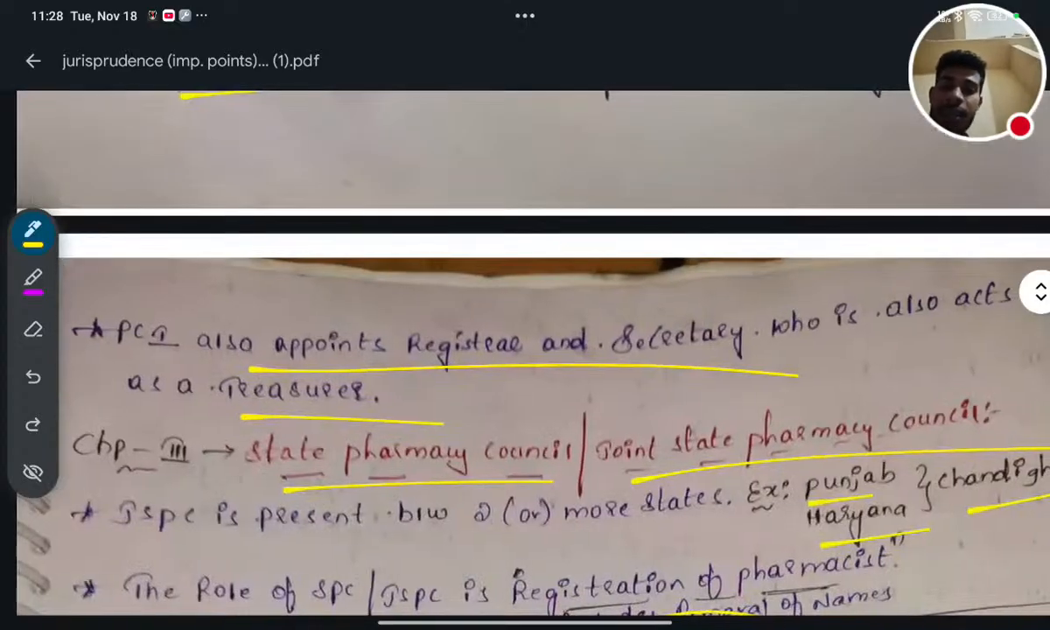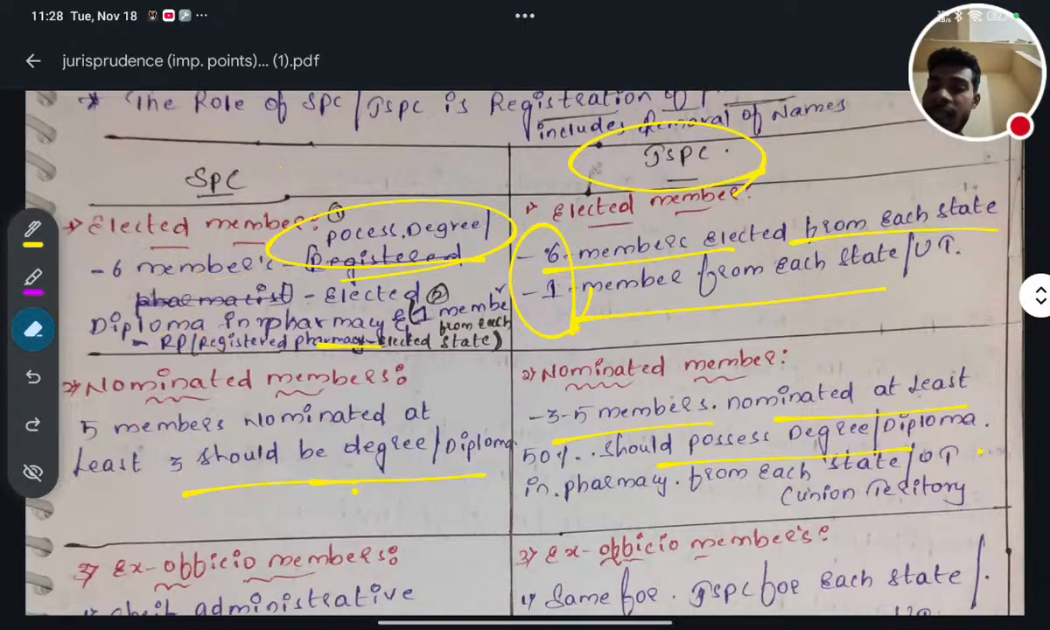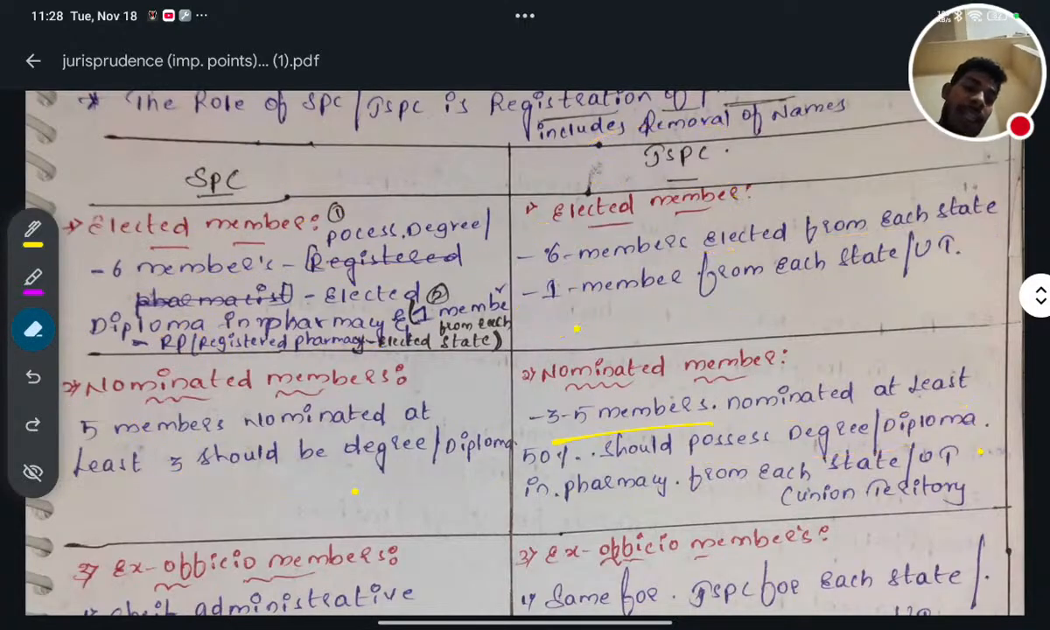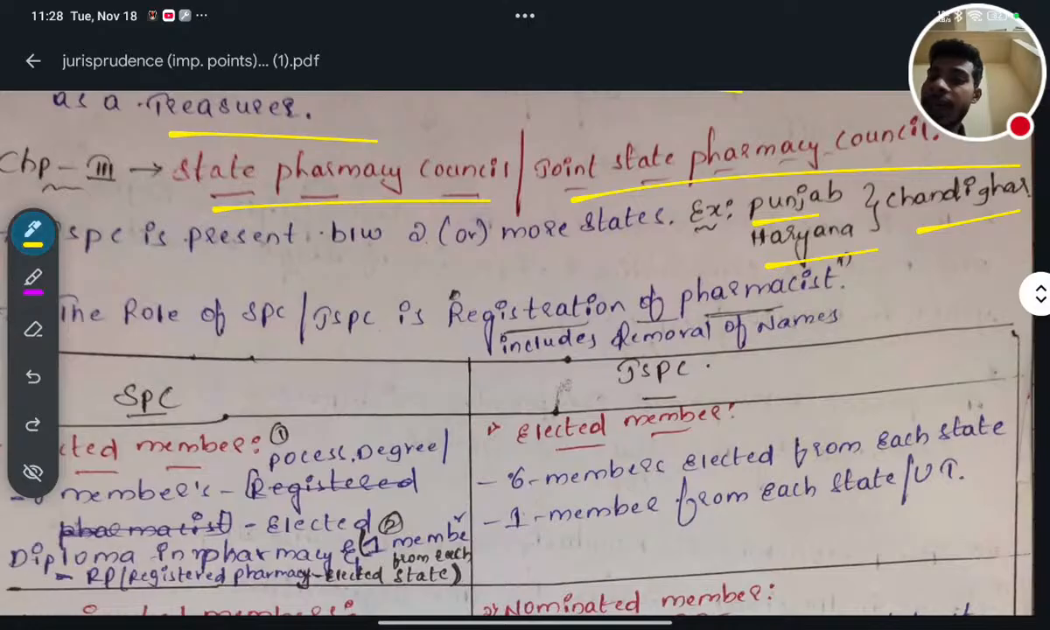Next thing is, we have already seen about state pharmacy council and joint state pharmacy council. So what is the difference between state pharmacy council and joint state pharmacy council? In the case of state pharmacy council, this pharmacy council will be present in each state individually. But in the case of joint state pharmacy council, it will be present between 2 or more states. For example, for Assam, you will see an Assam Pharmacy Council. But in the case of Punjab and Haryana, you will see a joint state pharmacy council.